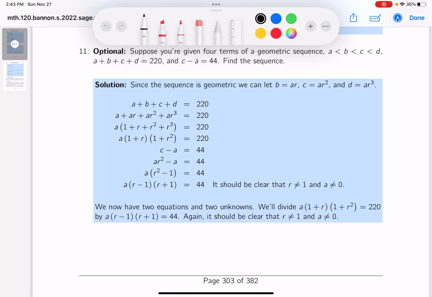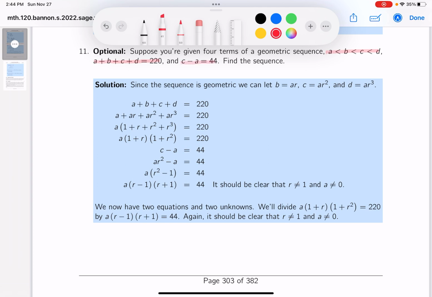Okay, so we're given four terms of a geometric sequence, and those four terms are A, B, C, and D, in increasing order. A, B, C, D. What else are we told? We're told the sum of those four terms is 220, and the difference between the third term and the first term is 44.